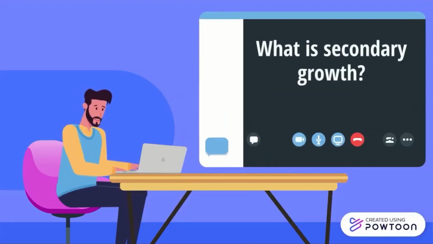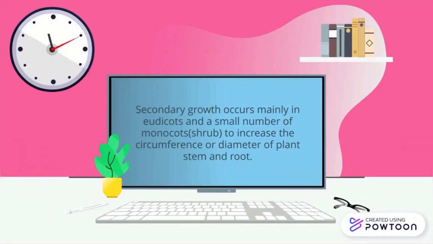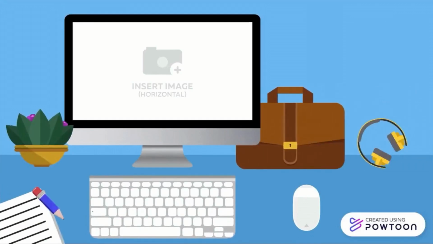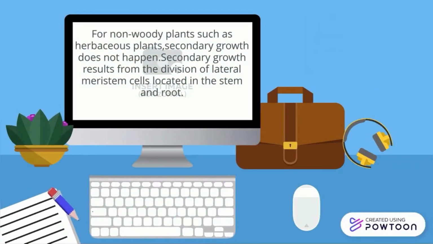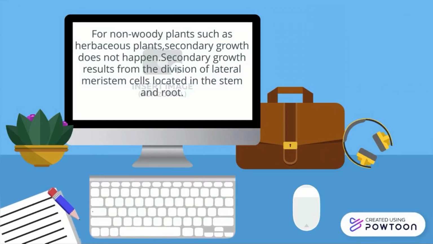What is secondary growth? Secondary growth occurs mainly in eudicots and a small number of monocots, such as shrubs, to increase the circumference or diameter of plant stems and roots. For non-woody plants such as herbaceous plants, secondary growth does not happen. Secondary growth results from the division of lateral meristem cells located in the stems and roots.